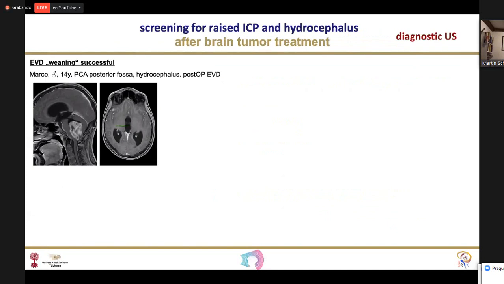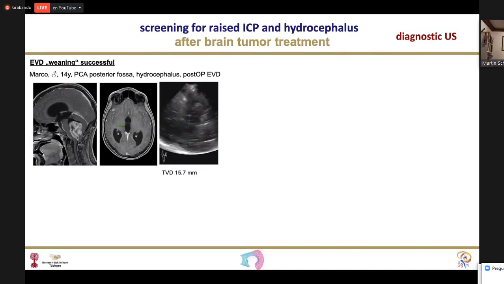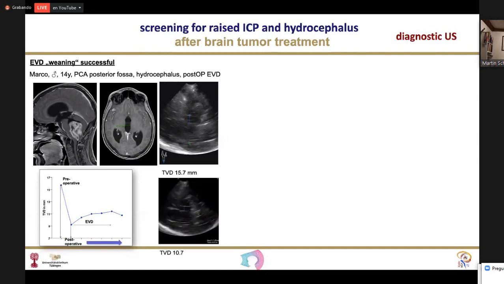How can you use these techniques after brain tumor treatment, for example? This is a child which had this pilocytic astrocytoma removed. We see the third ventricle. We see the TVD pre-operatively. And now post-operatively, you see how the TVD comes down from 15 point something to 9 point something, and then we wean him from the EVD. We gradually raise the EVD, and it comes to a new plateau, and this way you can very easily monitor. You don't need a CT scan after clamping of the EVD to know whether the ventricles blow up or not. You do it by ultrasound, and this is the TVD at the time of discharge.